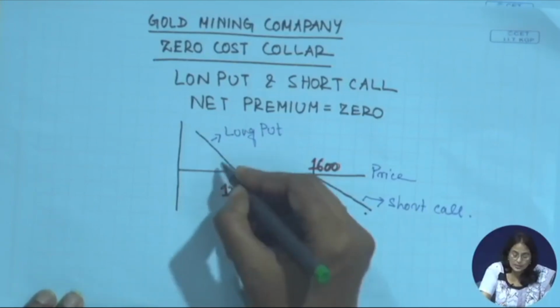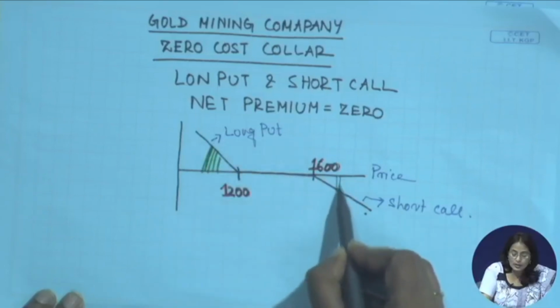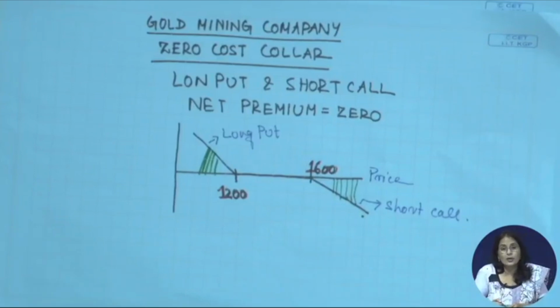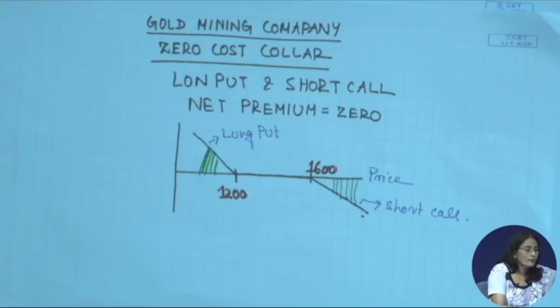The company will benefit if the gold price is within this range, and the company is going to incur a loss if the gold price is above 1600. So at any price less than 1600, this company is going to benefit, in the sense it will be able to sell gold at the prevailing market price.